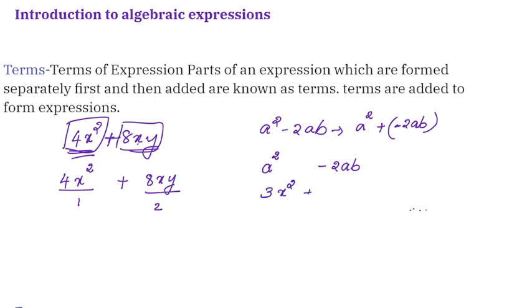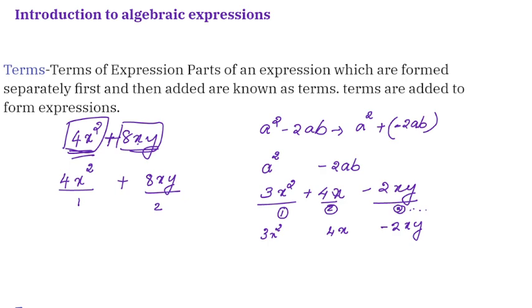So now let's see 3x square plus 4x minus 2xy. Here, how many terms are there? Yes. So this is the first term, 3x square is the first term. Second term is 4x and third term is, what is the third term? Yes, minus 2xy, right? So here we are having three terms: first term, second term, and minus 2xy is the third term.